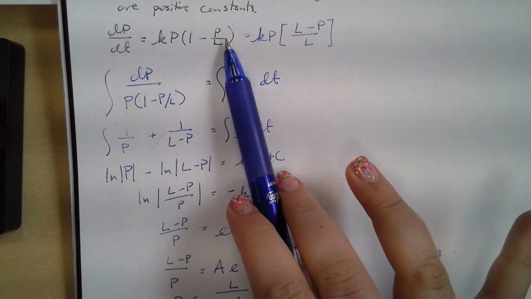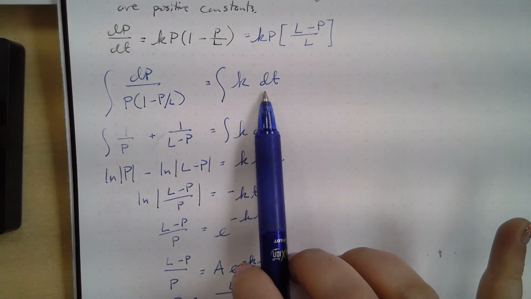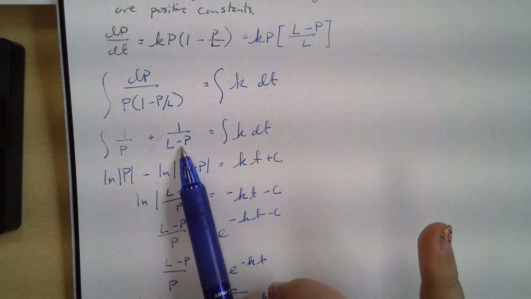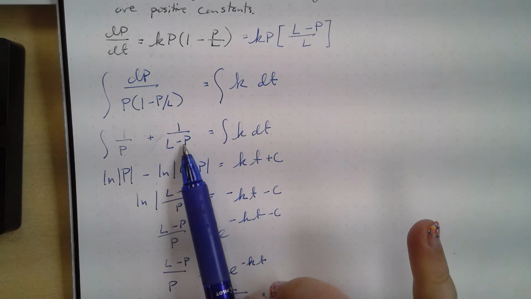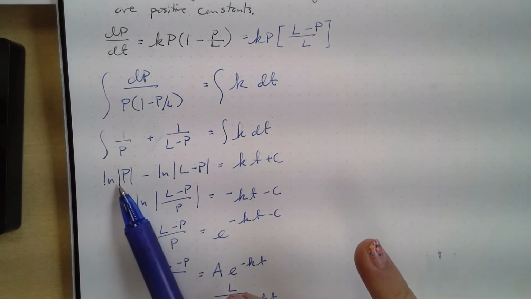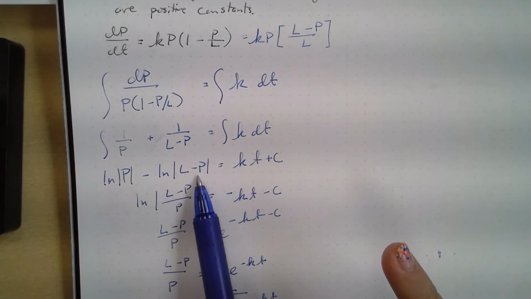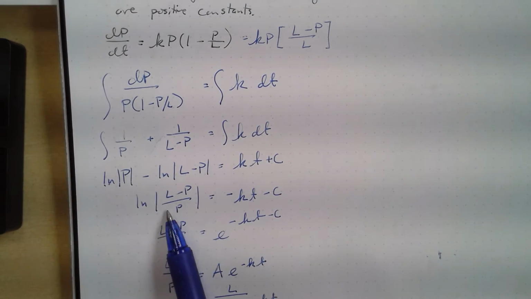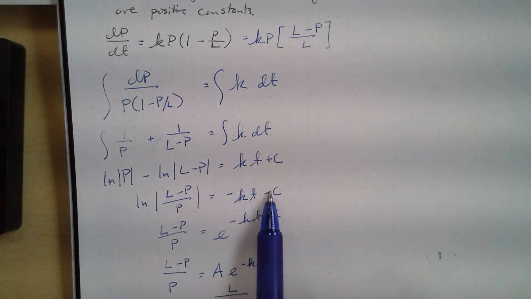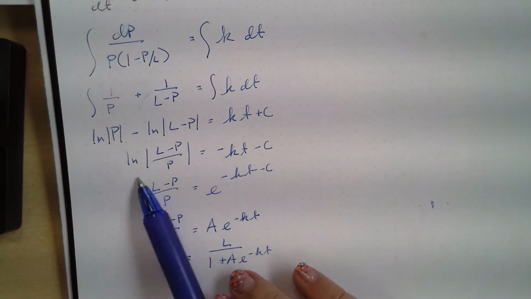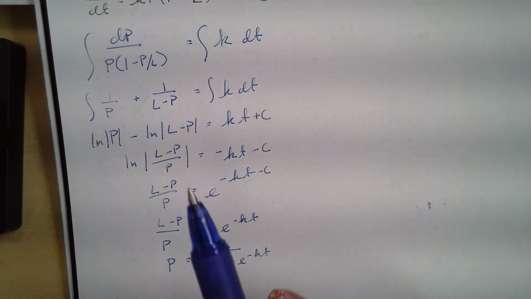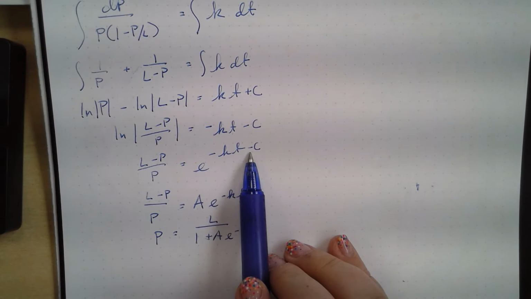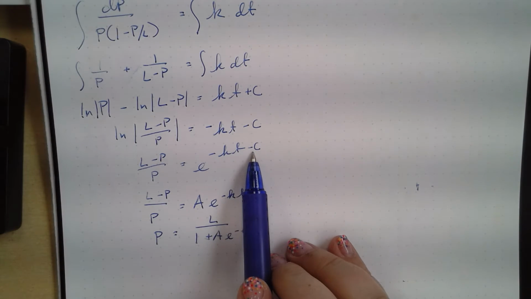Right? This part here is equal to the integral of k. I break up this integral here, using partial fractions, right? And I still have this. So I have ln of P minus ln of (L minus P) equals kt plus C. I can rewrite that natural log. So I get this. Then I exponentiate both sides, and I get (L minus P) over P is e to the negative kt minus C.